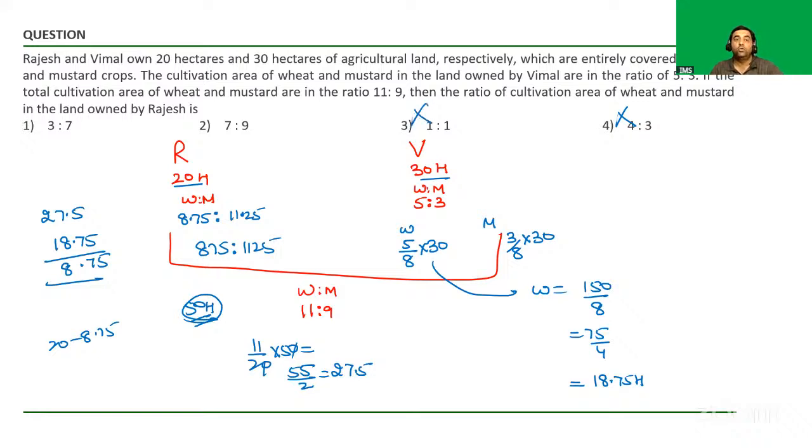Now, if I look at the two options which are there, if you look at the first option, the second part is more than double of the first part. And if you look at 875 and 1125, the second part is less than double. So therefore, option number 1 also cannot be my answer. So without even solving, by looking at the values, I can say the only option which can be my answer has got to be option number 2. And that is going to be my answer to this question.